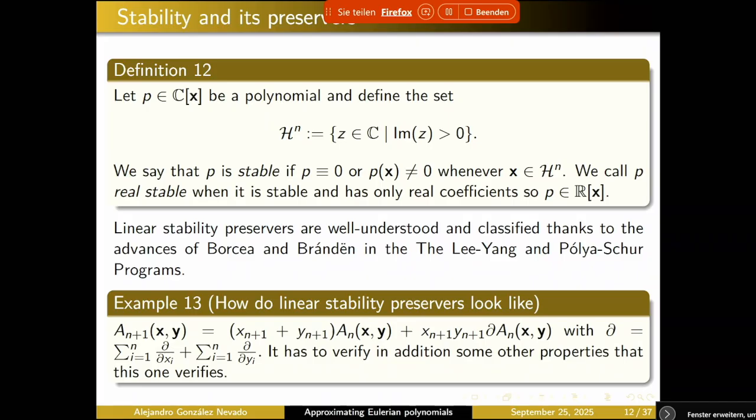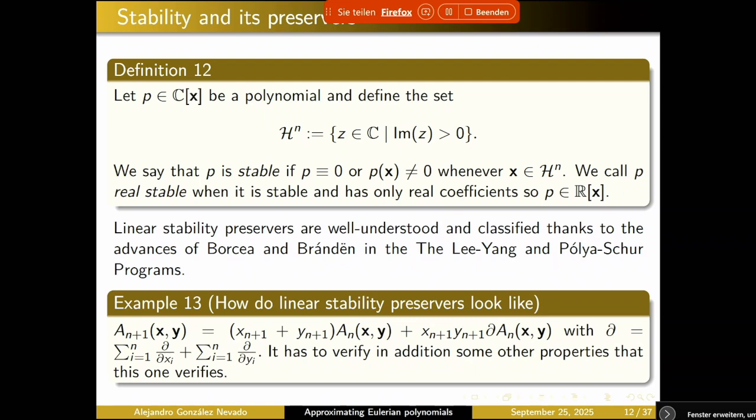For these stable polynomials, there are some big problems that come from complex analysis, the Lee-Yang and Pólya-Schur programs, where we want to understand which transformations of these polynomials preserve stability. But we know about linear stability preservers, thanks to the work of Borcea and Brändén. And linear stability preservers look something like this.